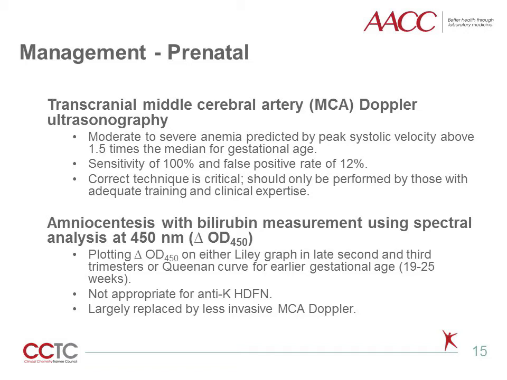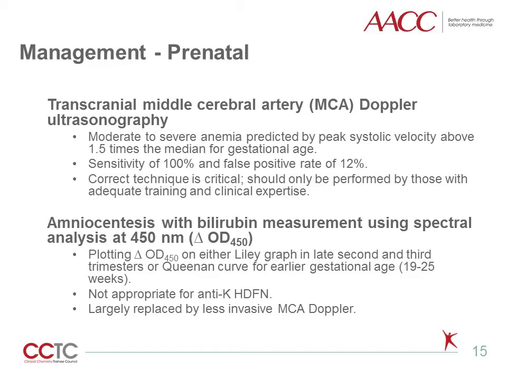The most common method used for monitoring at-risk pregnancies is transcranial middle cerebral artery Doppler ultrasonography. Moderate to severe anemia can be predicted by peak systolic velocity above 1.5 times the median for gestational age. MCA Doppler has a 100% sensitivity and a 12% false positive rate. Correct technique is critical, and this test should only be performed by those with adequate training and expertise.